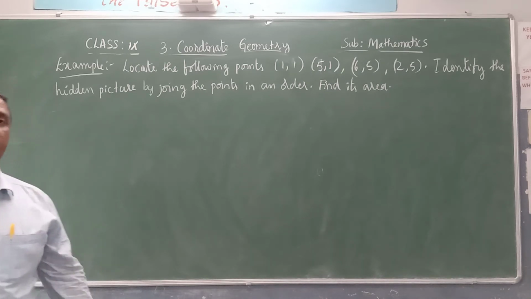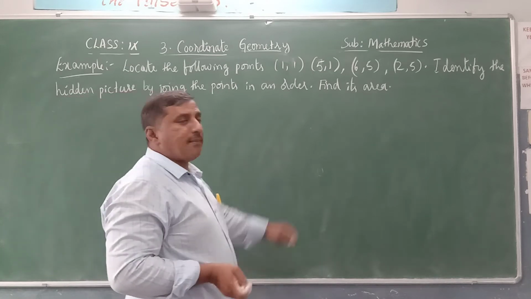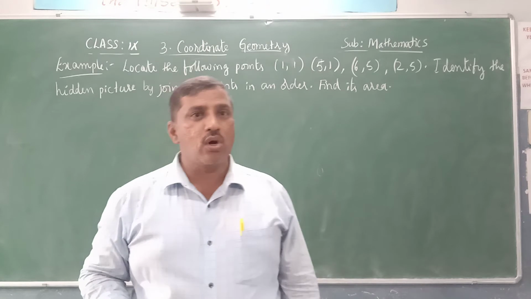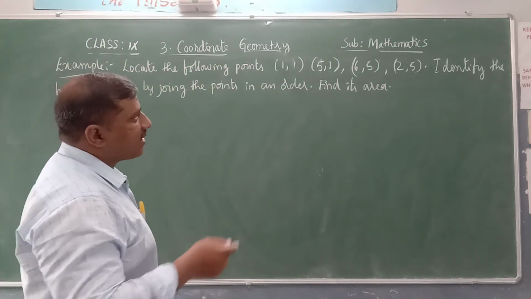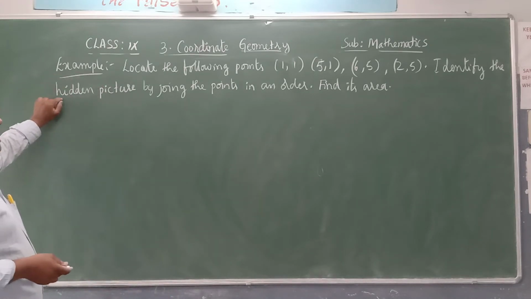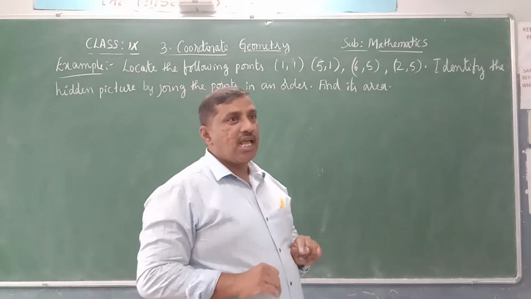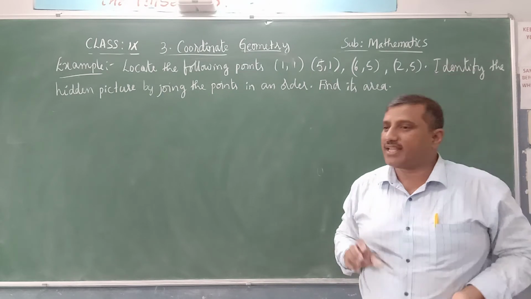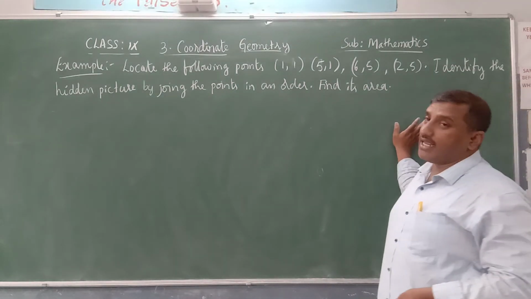Now we will discuss one example. Locate the following points: 1 comma 1, 5 comma 1, 6 comma 5 and 2 comma 5 in the Cartesian plane, and identify the hidden picture by joining the points in an order. If we join those points in an order, we will get one picture. That picture we have to identify and find its area.